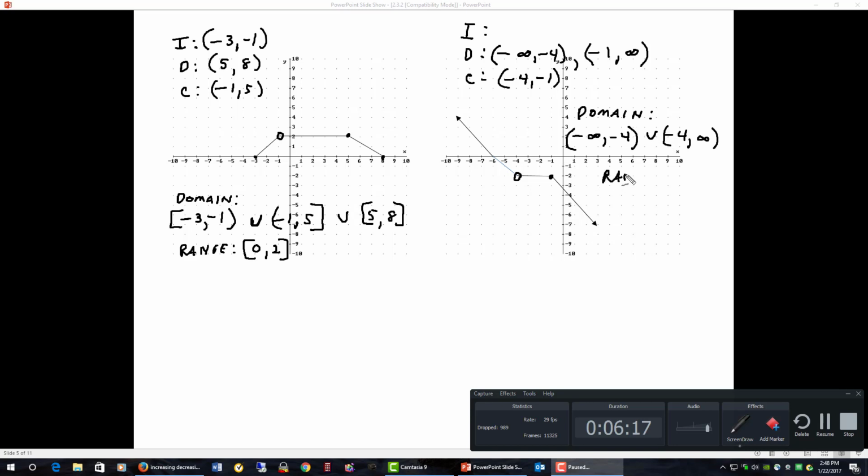Now the range here on y, the y values go downward forever, upward forever, and notice here at -2, it does cover y values at -2. So even with the open circle there, the range is all real numbers.